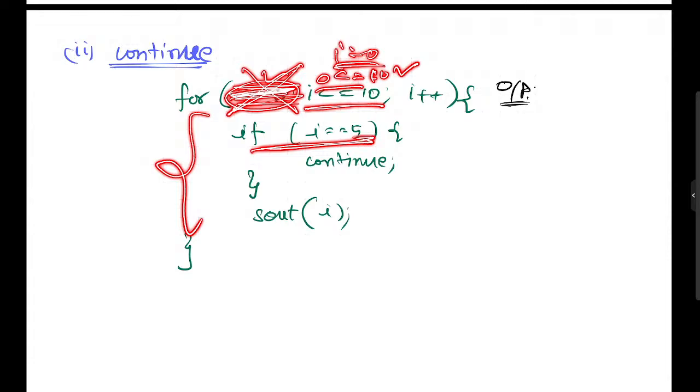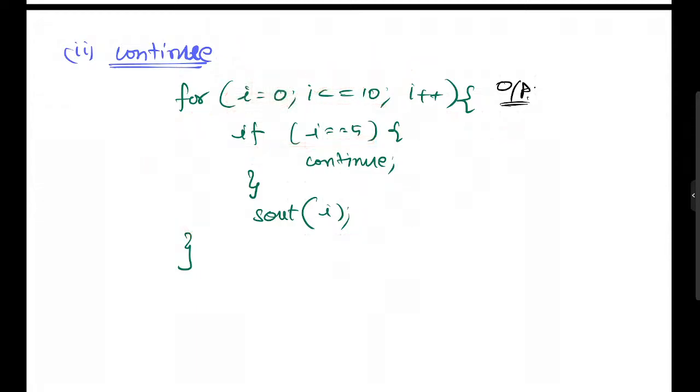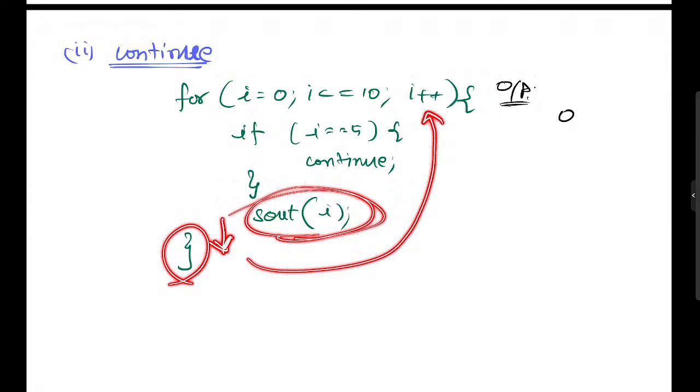In this, if I equal to 5, what is it? Is 0 equal to 5? No, it is not equal to 5. Go and execute the print, so 0 will be printed. Once this is printed, it will go and check the next line. There is nothing. The block ends. Go here, do the updation.